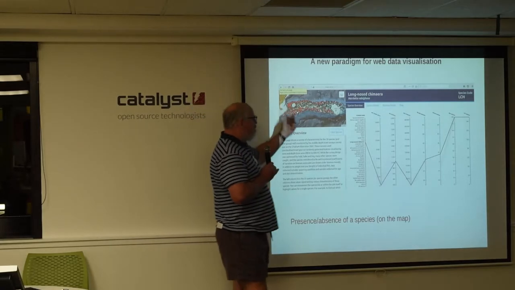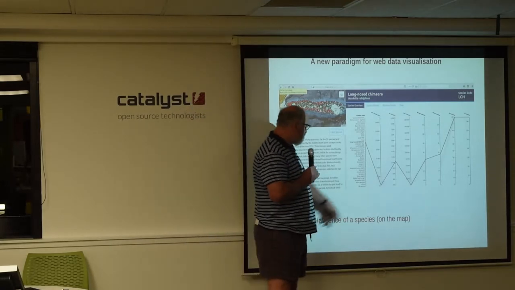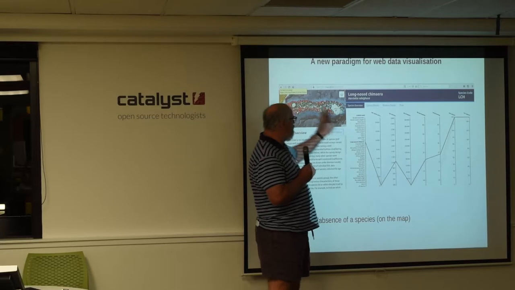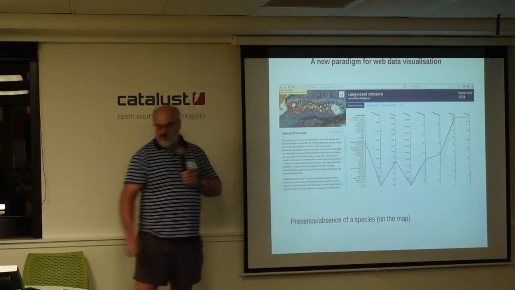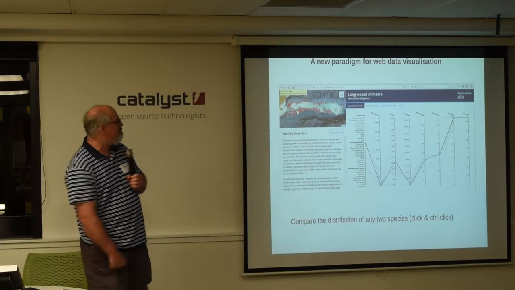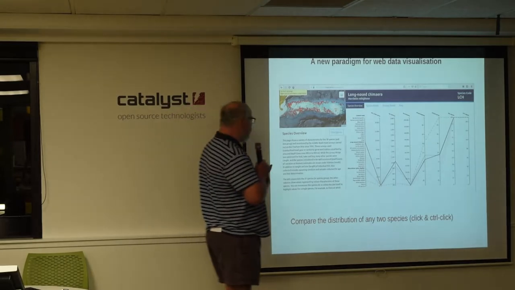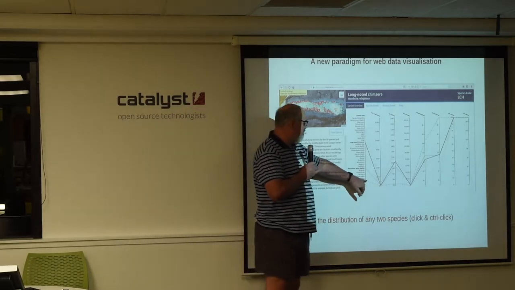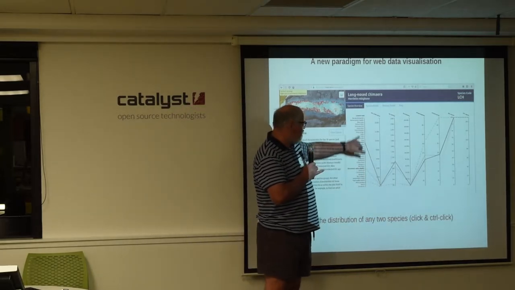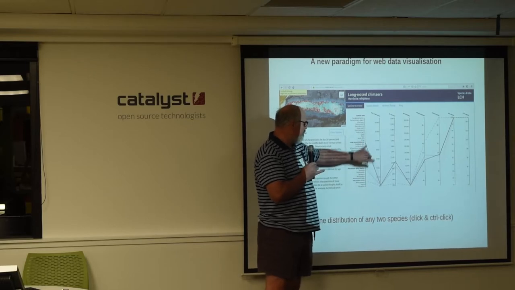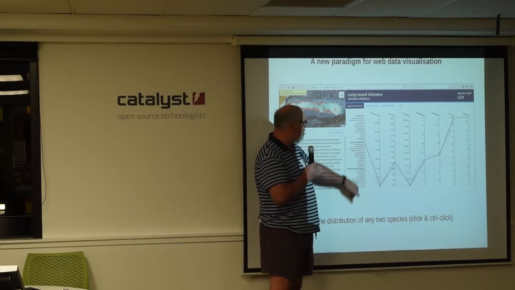Presence absence on the map, as I said before. So it's not just biomass, there's a map, and still, one page. As I mentioned before, two species. We have two species now selected, and the interactive one mousing over. So primary species, secondary species, and the mouse over.